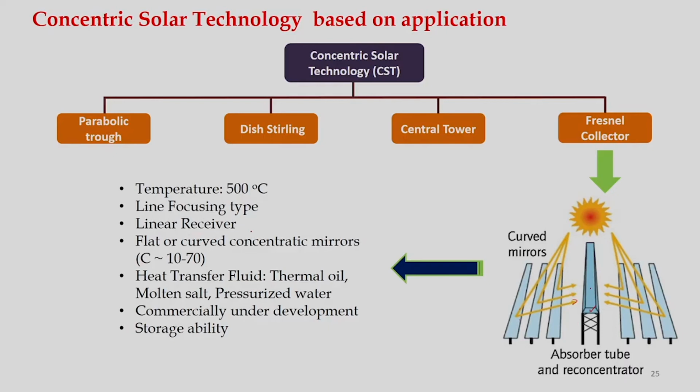Okay. And it is a linear receiver, as you can see, this is a linear receiver, and flat or curved concentric mirrors can also be used, and its concentration ratio varies from 10 to 70. And normally, as heat transfer fluid, thermal oil, molten salt and pressurized water are used, and this technology is commercially under development, and it has got storage ability. So, storage can be done, okay, because heated fluid can be collected and we can have a storage, and that can be used as per the requirement.